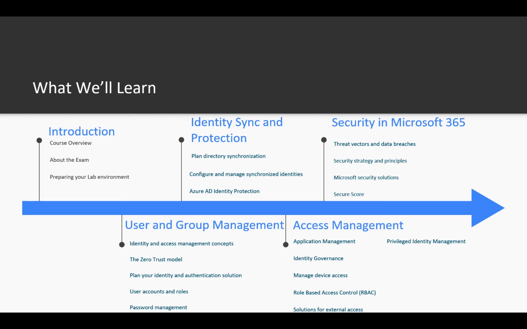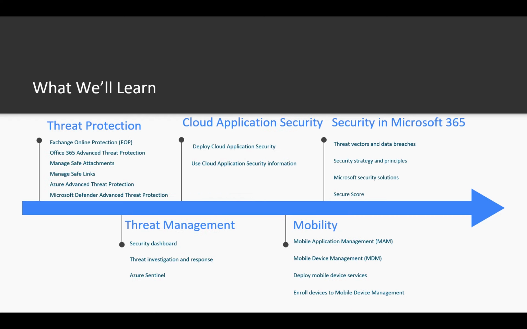Then we'll get into the topic of security in Microsoft 365 in the next section. We'll discuss an overview of threat vectors and data breaches, about security strategies and principles, about Microsoft security solutions, and about the secure score. In the next section, we'll go into threat protection. We'll discuss the several Microsoft security services offered in Microsoft 365, like Exchange Online Protection, Office 365 ATP, then about managing safe attachments, safe links, Azure Advanced Threat Protection, and of course, Microsoft Defender Advanced Threat Protection.